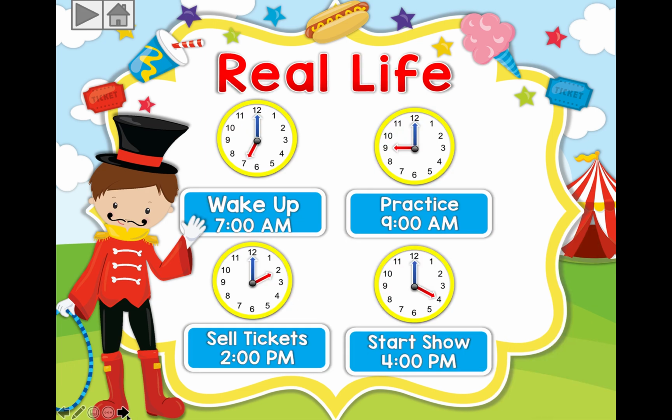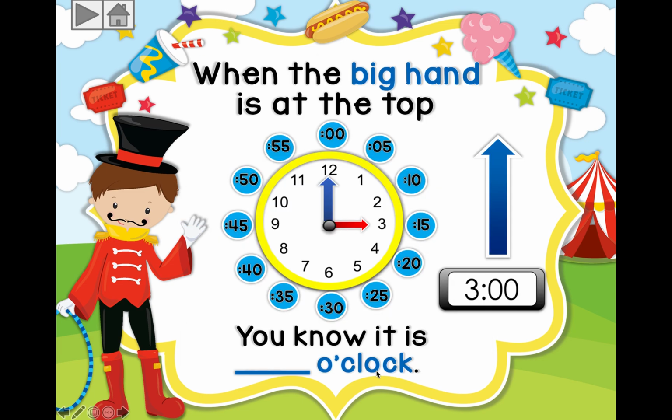Let us look at real life. Some of the things that we do in real life, maybe we wake up at 7 o'clock, do some practice at 9 o'clock, sell tickets at 2 o'clock, and start the show at 4 o'clock. Now this would be if you are working at the circus. They wake up at 7 o'clock, do a practice at 9 o'clock in the morning, and then sell the tickets at 2 o'clock in the afternoon and start the show at 4 o'clock in the afternoon. So these are the different ways you can use a clock in your life.